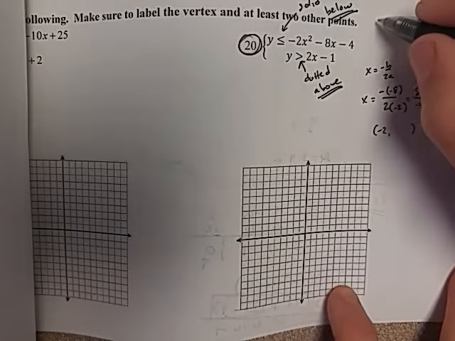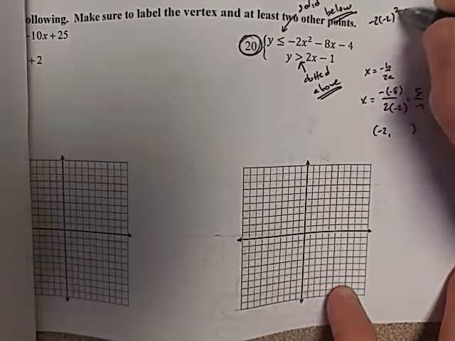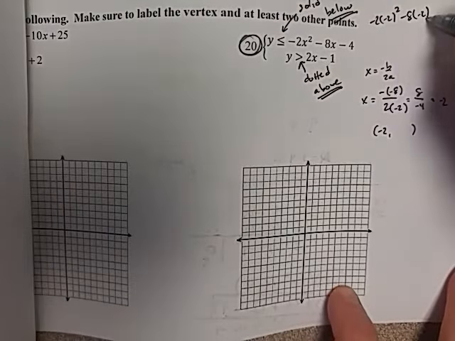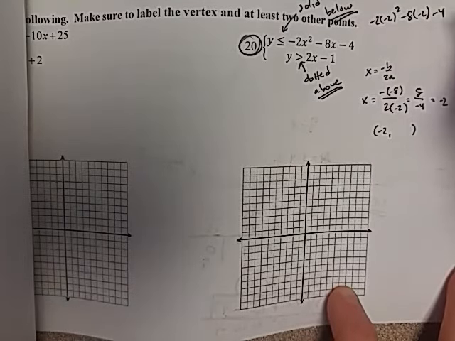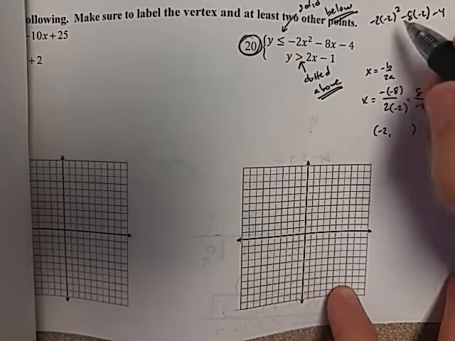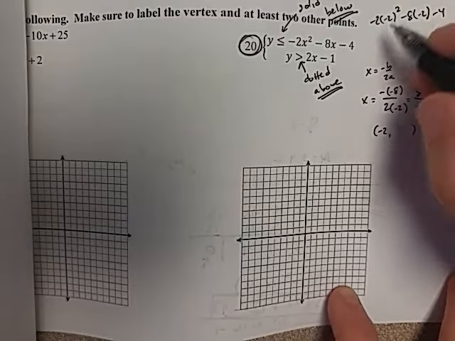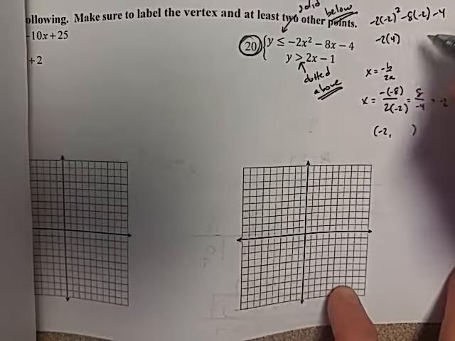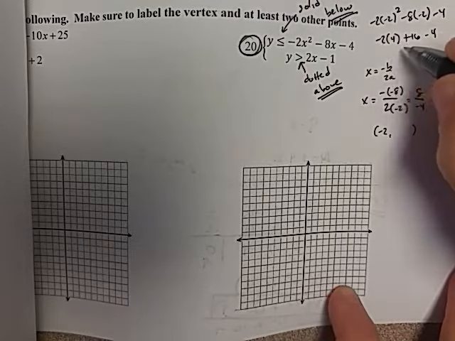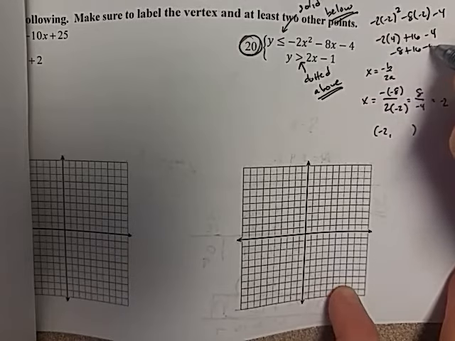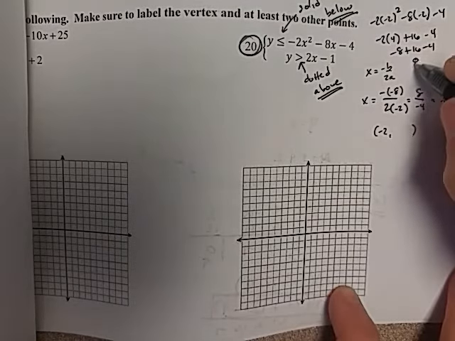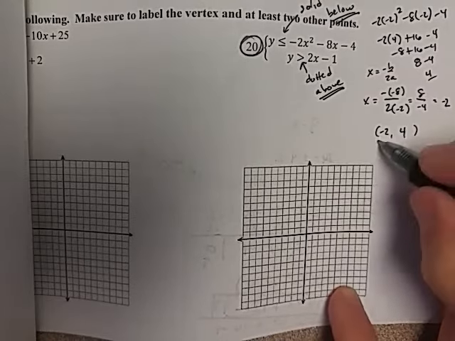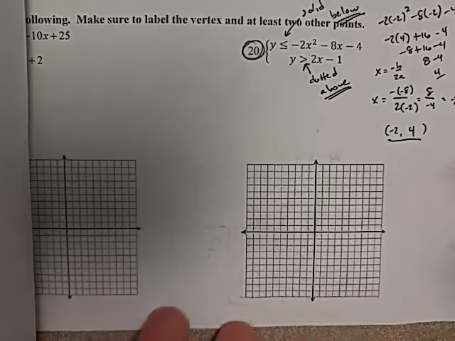So I'm going to come up here and plug negative 2 in for my x so that I can find the y-coordinate. Remember, you have to square negative 2 first. So this is positive 4. Negative 8 times negative 2 is positive 16. So this gives me negative 8 plus 16 minus 4. So I get 8 minus 4, so I get 4. So the y-coordinate is going to be 4. So this is my vertex.